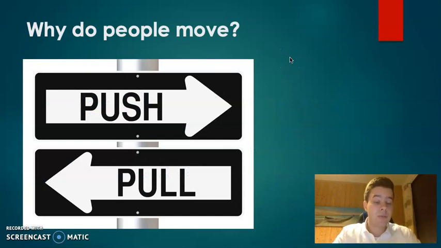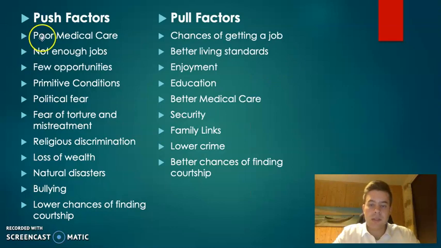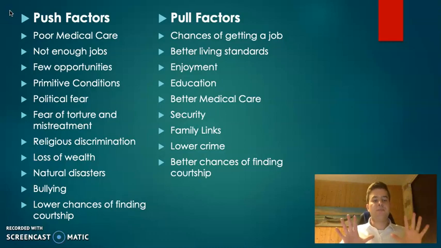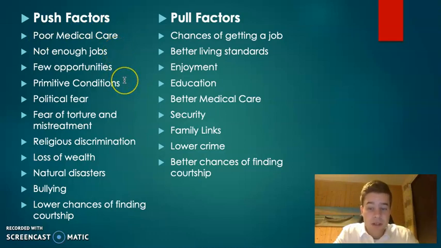So why do people move? When we talk about migration, we often think of the push and the pull factors. The push factors would be something that pushes you out of a country, and the pull factors would be something that is pulling you because you want to be pulled in that direction. So push factors could be poor medical care, not enough jobs around, few opportunities, primitive conditions, maybe some political fear of torture, religious discrimination. Yeah, you get the picture.